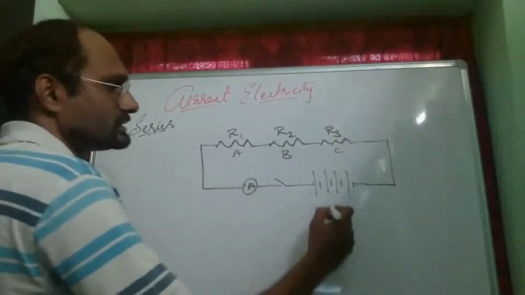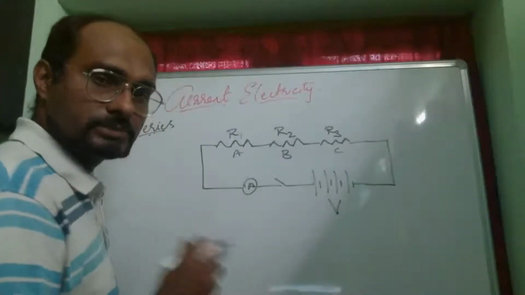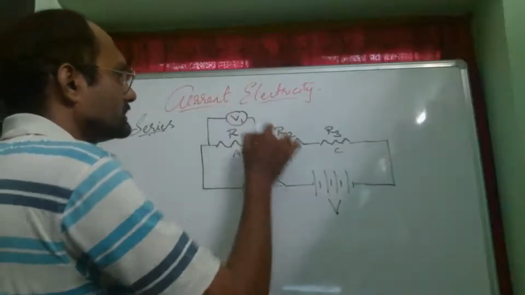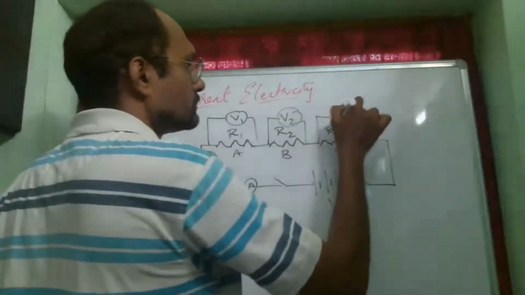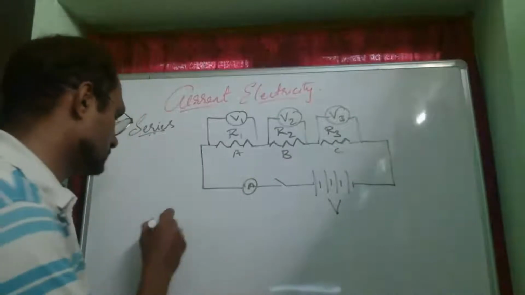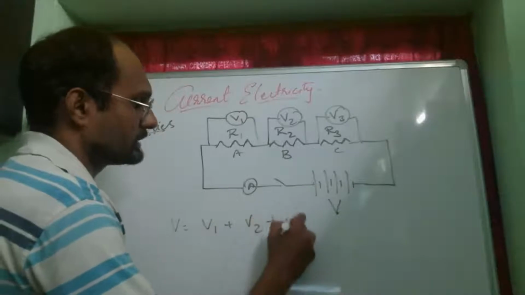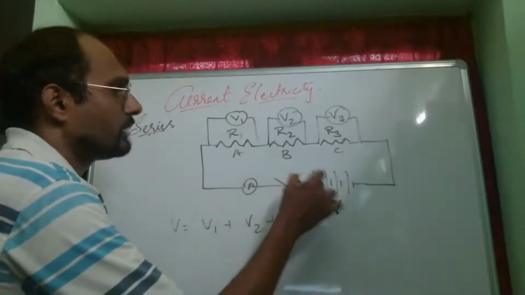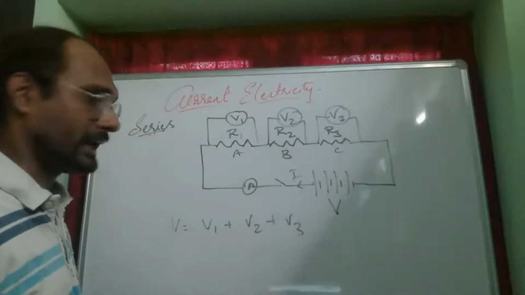Voltage actually gets distributed. Suppose the potential provided by the battery is V volts, then it gets distributed like this, in such a way that V is equal to V1 plus V2 plus V3. Now let us assume the current that is provided by the battery is I.